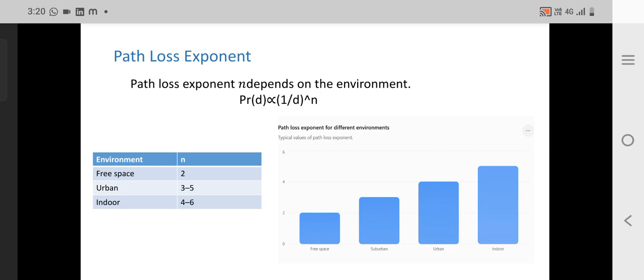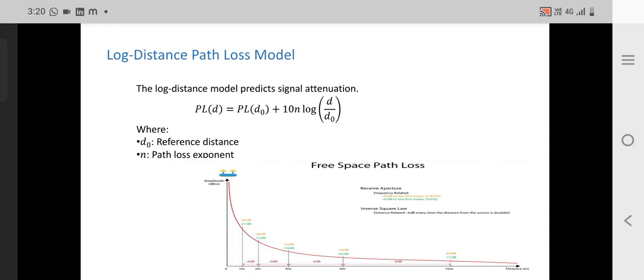Since we will be having multiple gadgets using the same frequency components. And this is the log distance path loss model. We can discuss it in the next class.